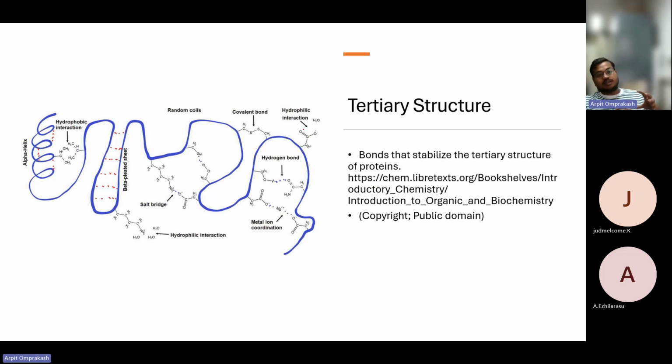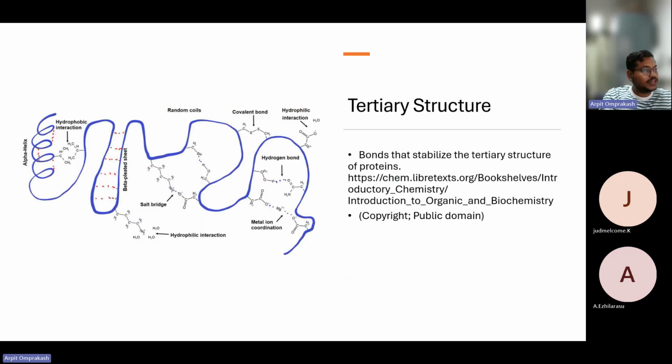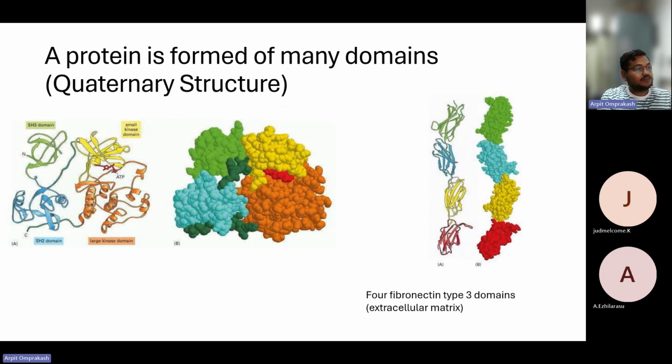So this is basically a tertiary structure of a protein. So we have a primary structure, which is basically the sequence of amino acids. We have a secondary structure, which is basically alpha helices or beta sheets, which are formed by weak hydrogen bonding. Then we have tertiary structure, which is more rigid and formed by other kinds of interactions also. Then we have something called a quaternary structure.